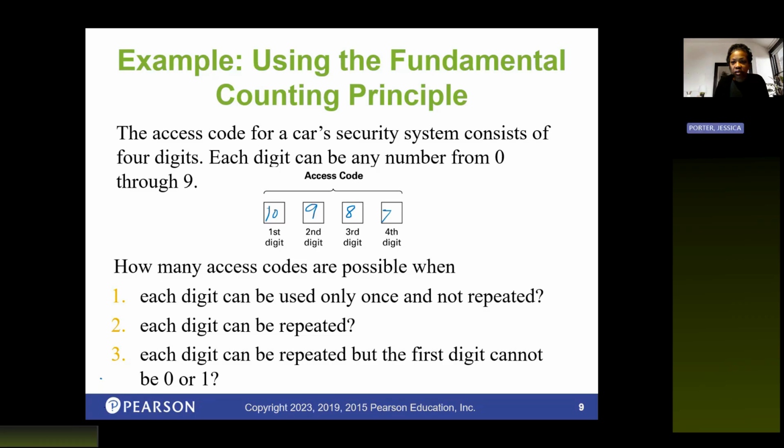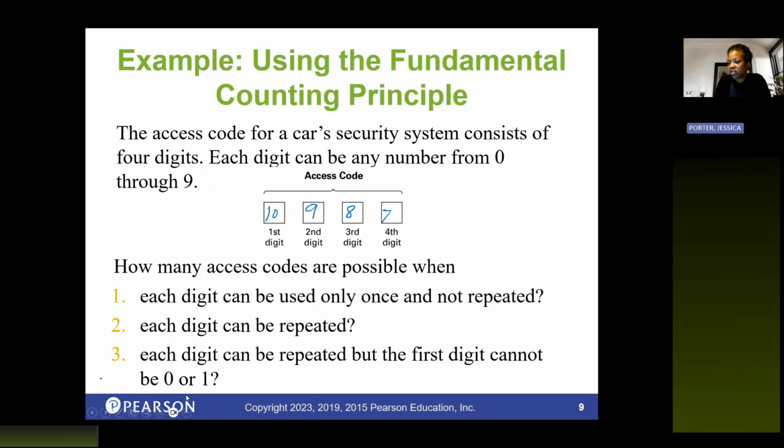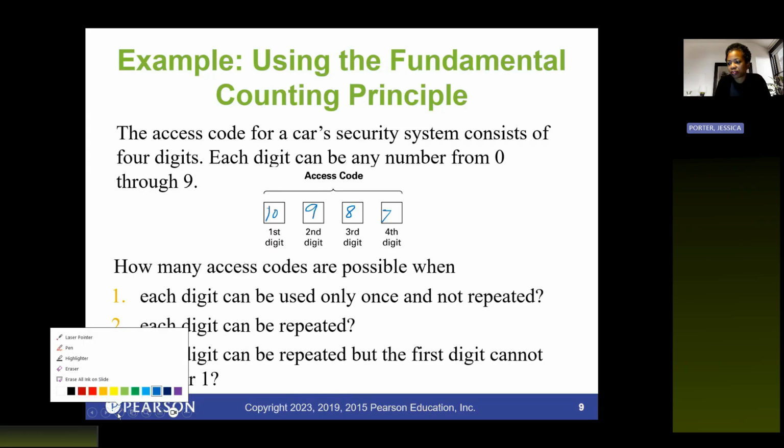5,040. Perfect. Now, each digit can be repeated. What numbers are we going to multiply together if each digit can be repeated?